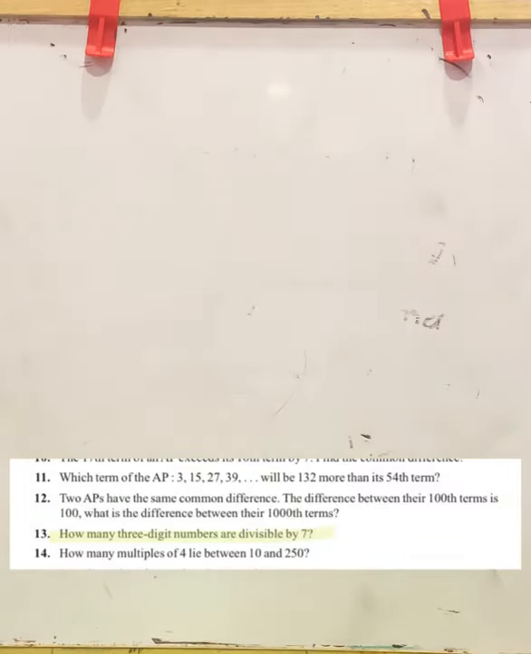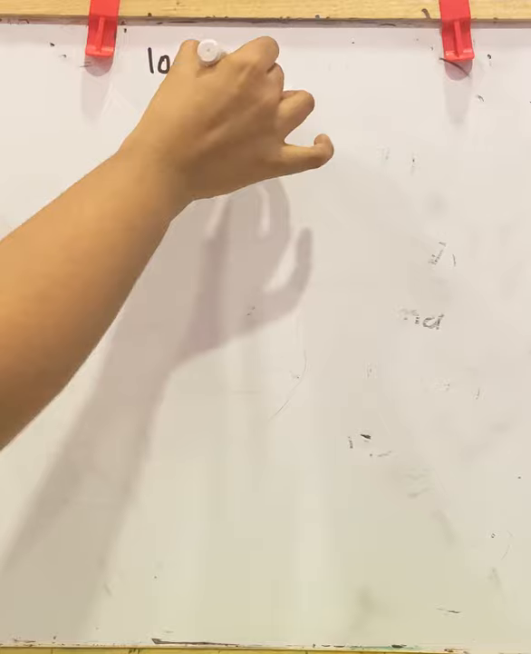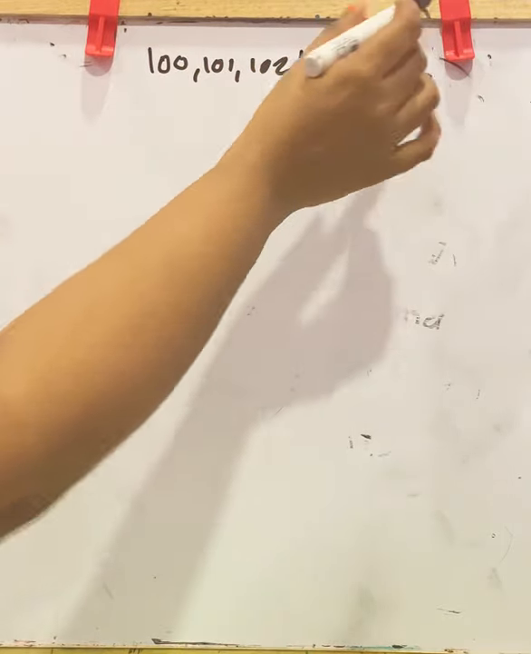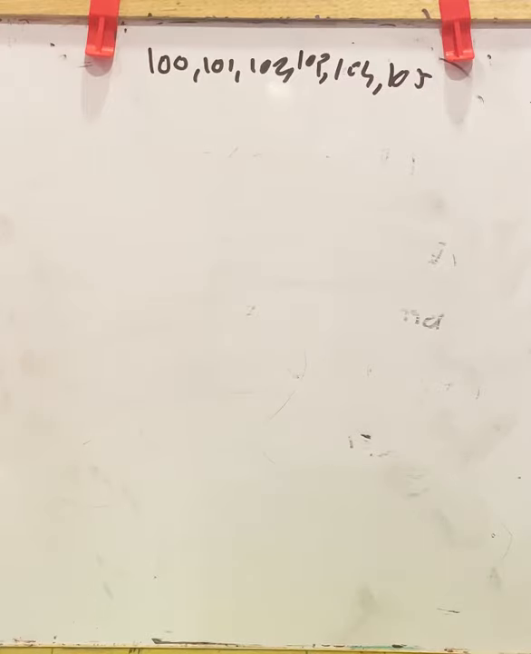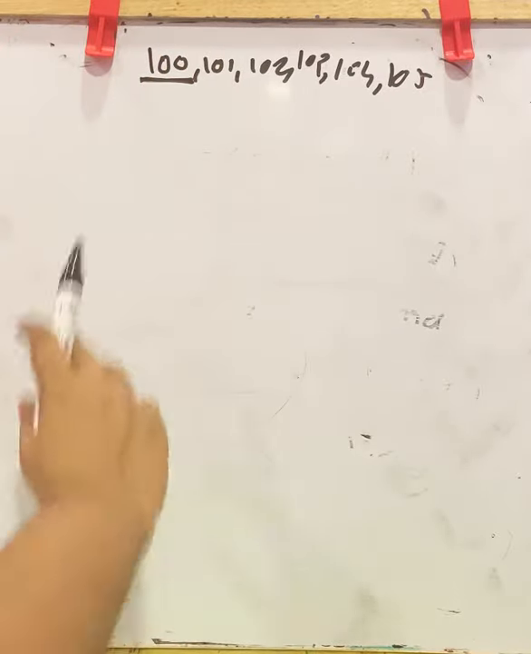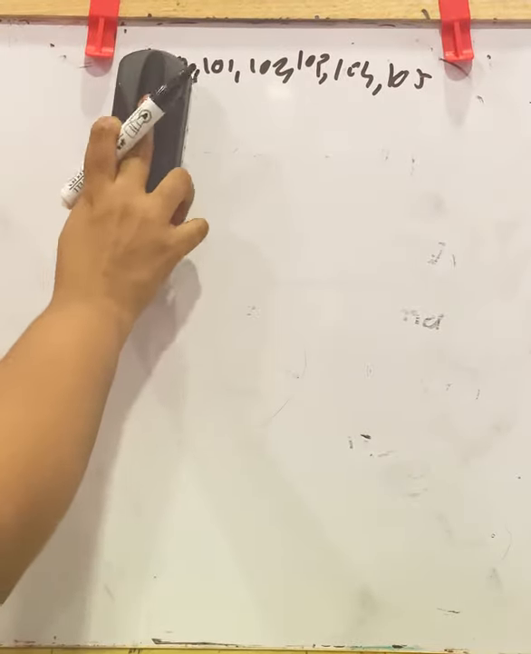How many 3-digit numbers are divisible by 7? By trial and error method, we want to find the first 3-digit number which is divisible by 7. After checking 100, 101, 102, 103, 104 and 105, we can find that 105 is the first number which is divisible by 7. This is starting from 3-digit numbers. Don't consider 2 digits, only 3 digits. So 105 is the first value.